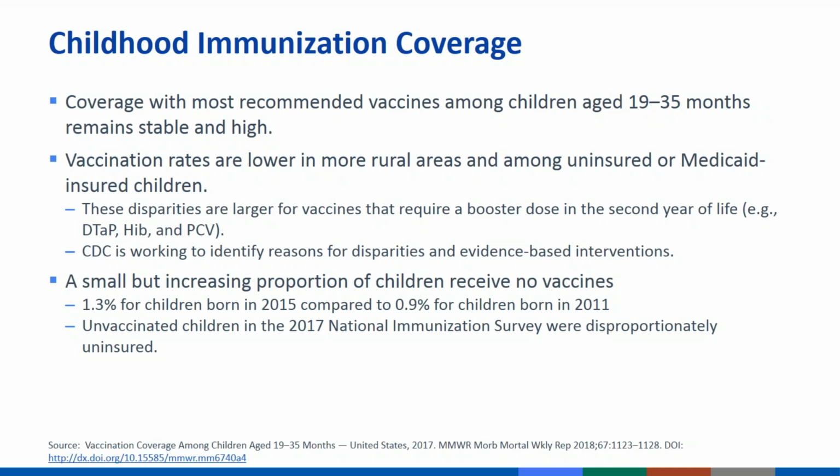I also wanted to highlight another challenge, which is that a small but increasing proportion of children appear to be receiving no vaccines at all. When we look at children born in 2015, it appears that 1.3% of children are receiving no vaccines compared to 0.9% for children that were born in 2011. And while we don't yet fully understand the reasons why this percentage of children who receive no vaccines is increasing, we suspect that this may actually have something to do with difficulty accessing vaccines, since we do see that unvaccinated children in this NIS survey were disproportionately children who are uninsured.